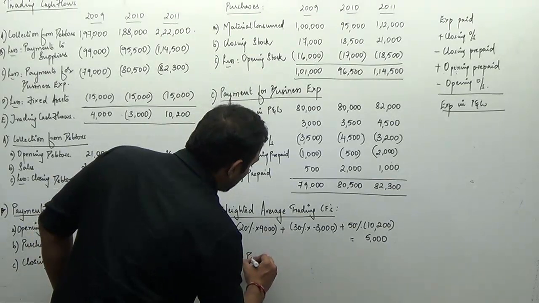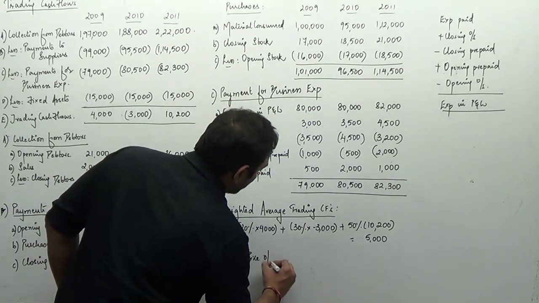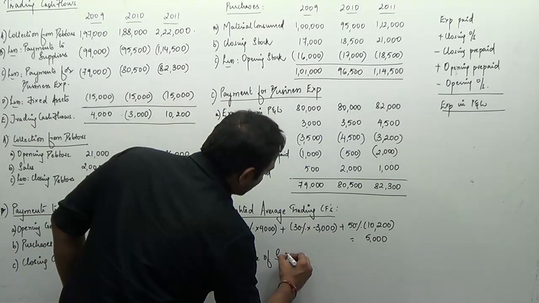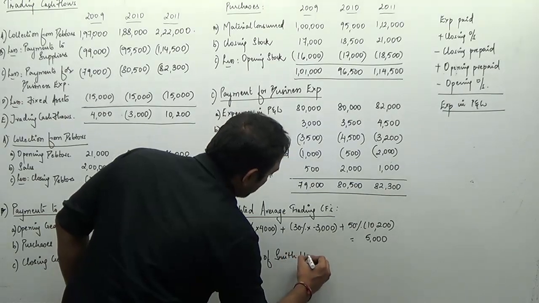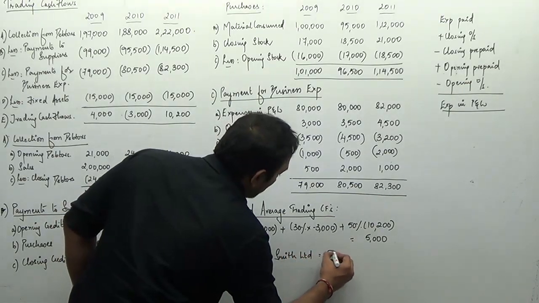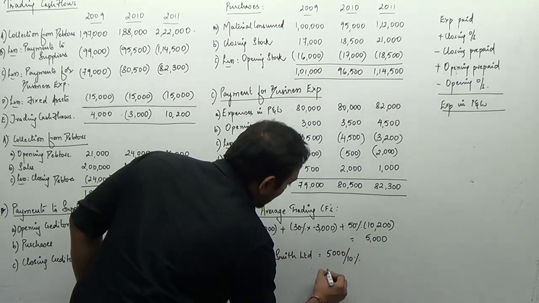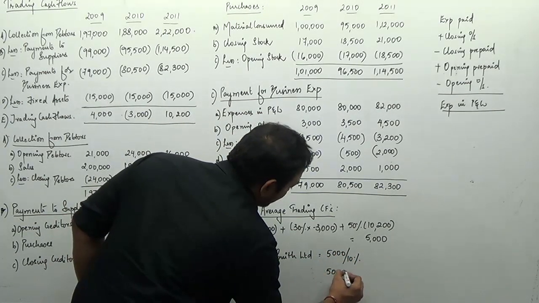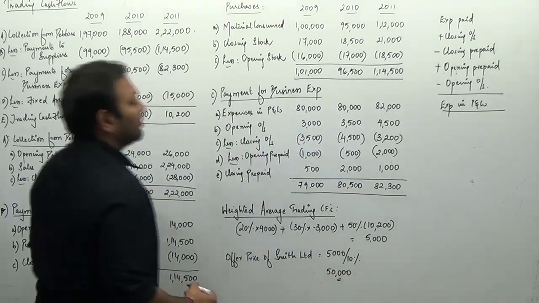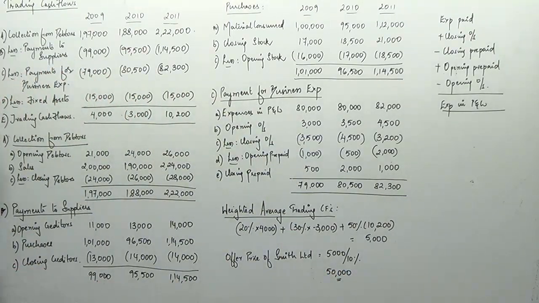So the offer price of Smith, capitalize it at 10%. Offer price should be 50,000.